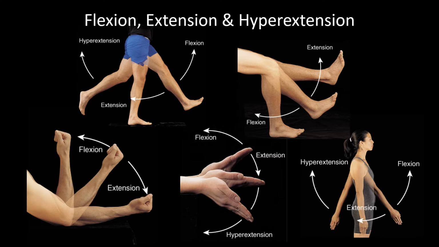Finally, we have the shoulder, which is very much like the hip, except there is more movement here. With flexion, we're moving the hand forward, so we're moving it anteriorly. Extension, we're moving it posteriorly. And if we move it beyond anatomical position, so we have our hand behind us, then that's hyperextension.